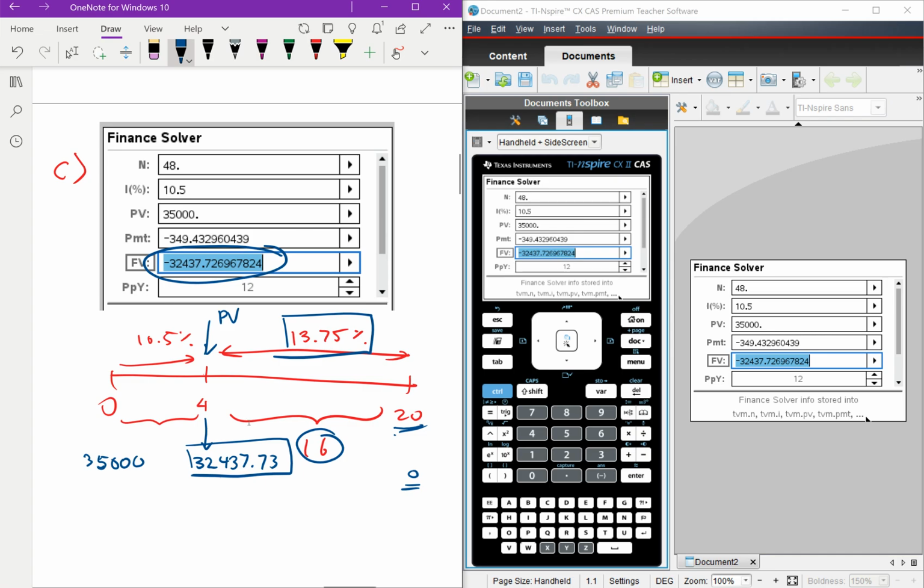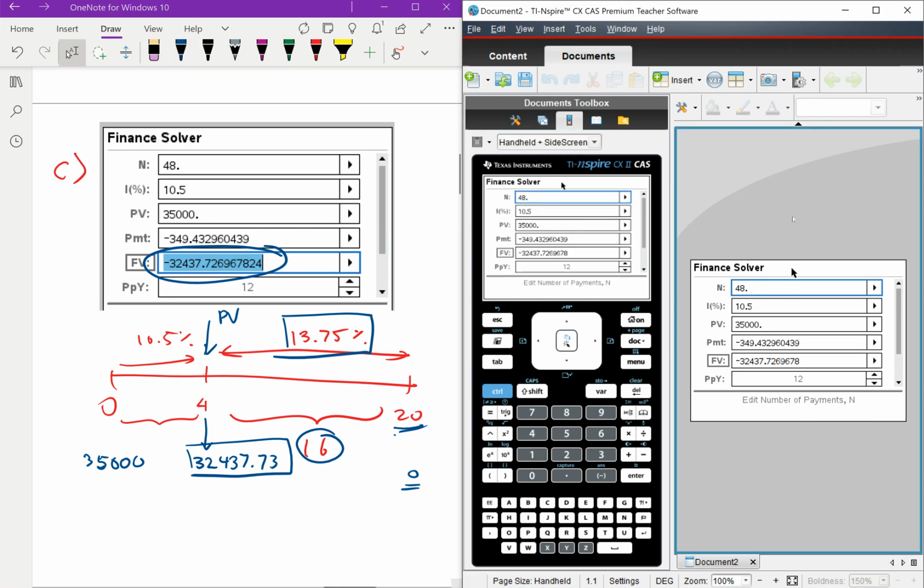So on my CAS here, this is what you should be doing for D. You only have 16 more years multiplied to 12 payments a year. So 16 times 12 tells you the number of payments in those 16 years left. The rate is no longer 10.5, it is 13.75%. And your owing value, you now don't owe 35,000. After 4 years, you only owe 32,437.73 if you round it off. I'm not sure if they want you to round it off.